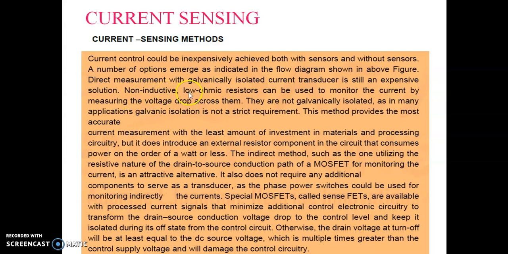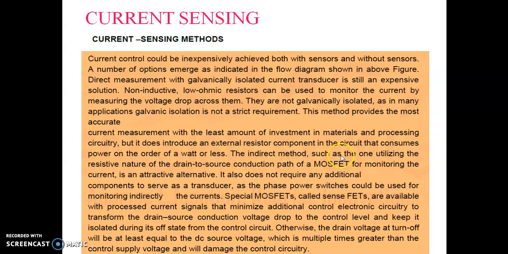Non-inductive low ohmic resistors can be used to monitor the current by measuring the voltage drop across them. They are not galvanically isolated, as in many applications galvanic isolation is not a strict requirement. So this method provides the most accurate current measurement with the least amount of investment in the materials and processing circuitry. But it introduces an external resistor component in the circuit which consumes power in the order of watts or less.